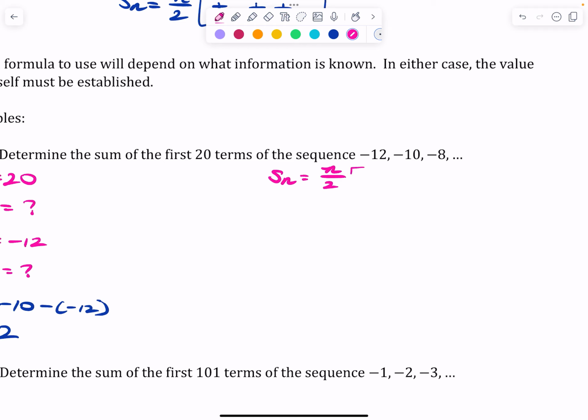So Sn is n over 2 times 2t1 plus n minus 1 times d. The thing we're trying to find is S20. N is 20.